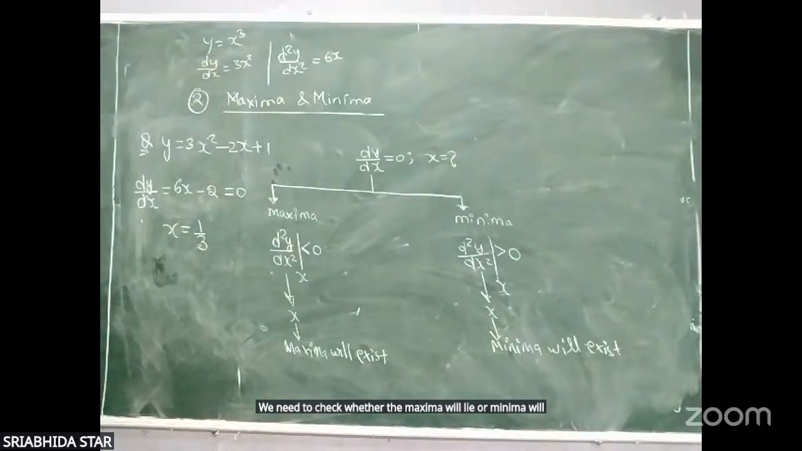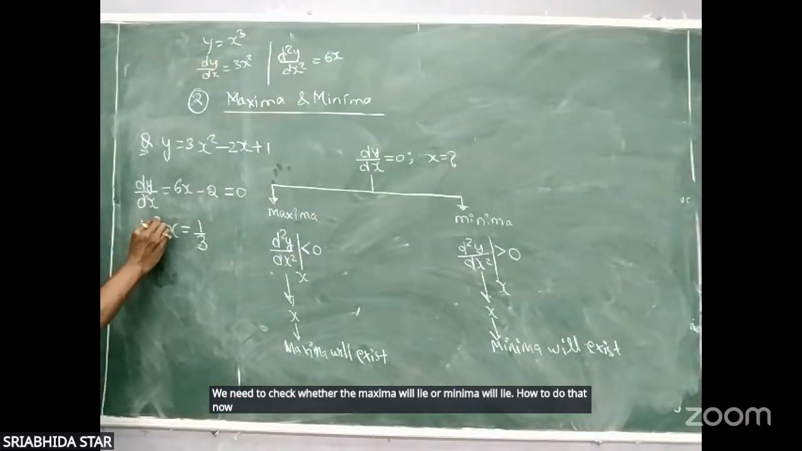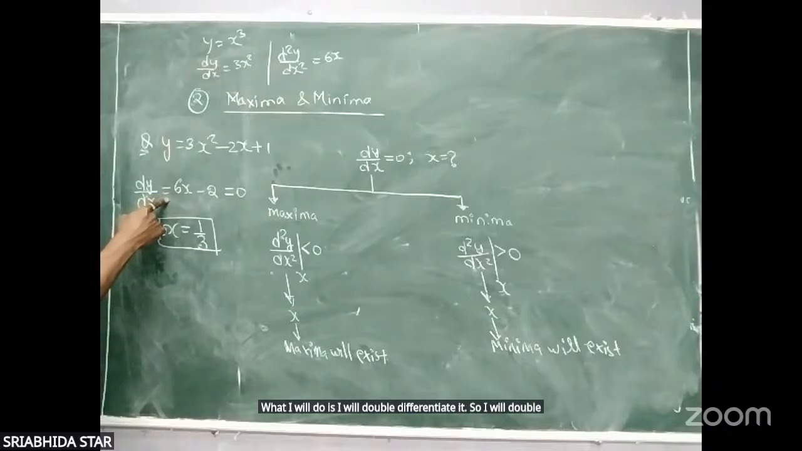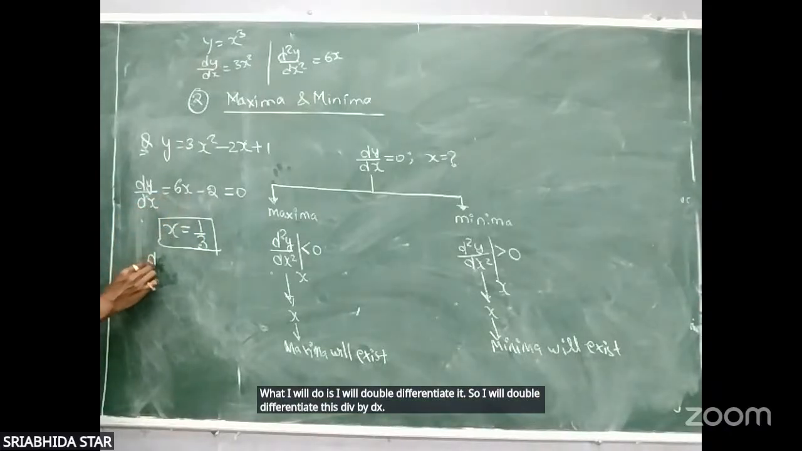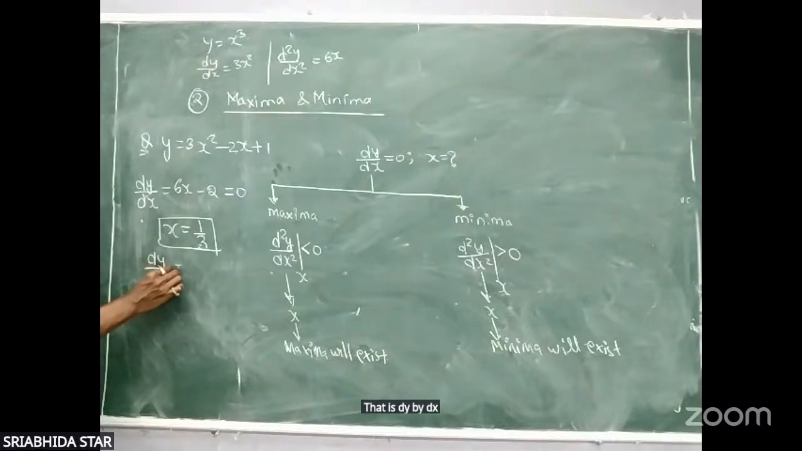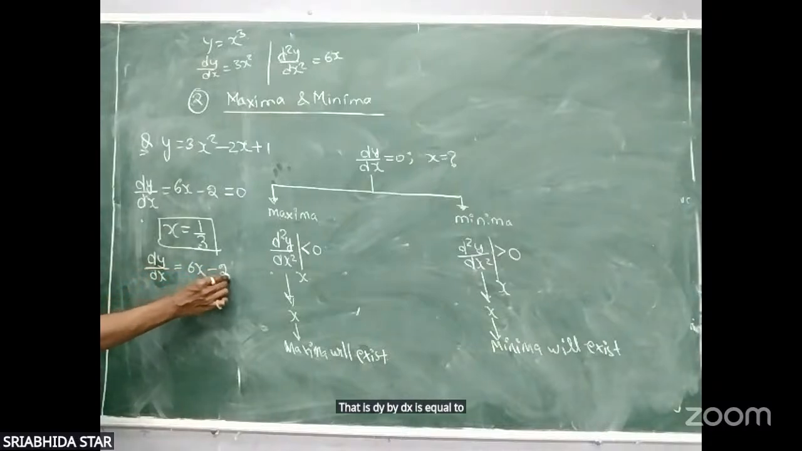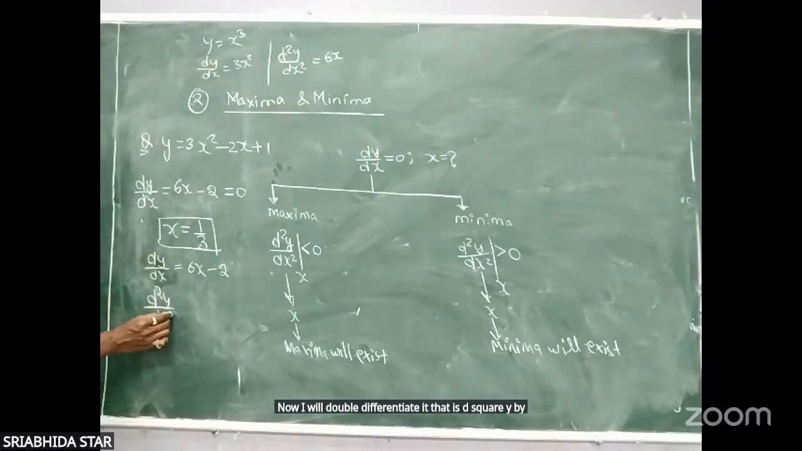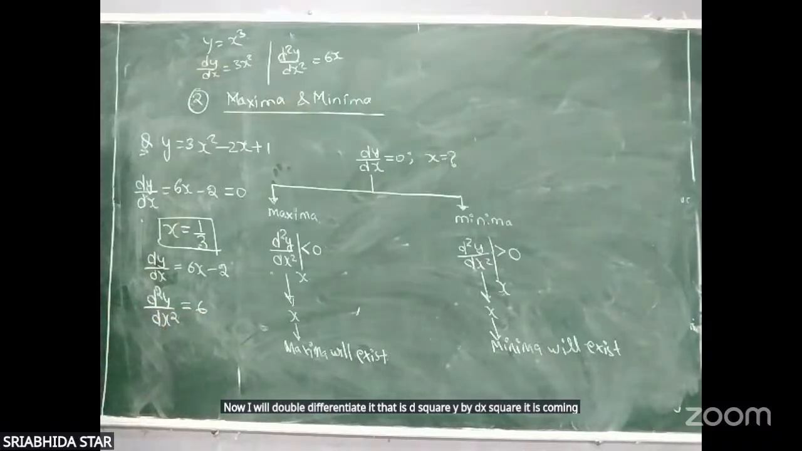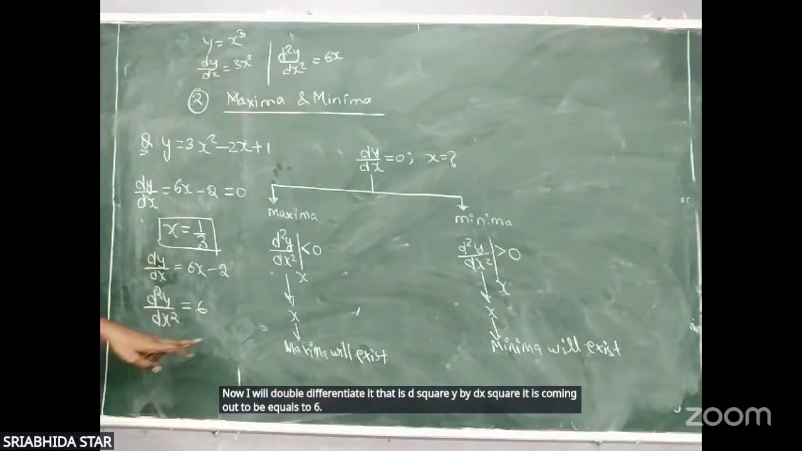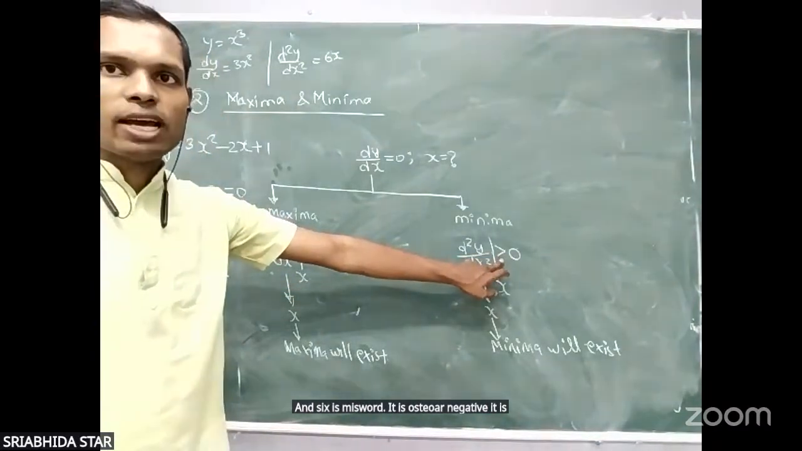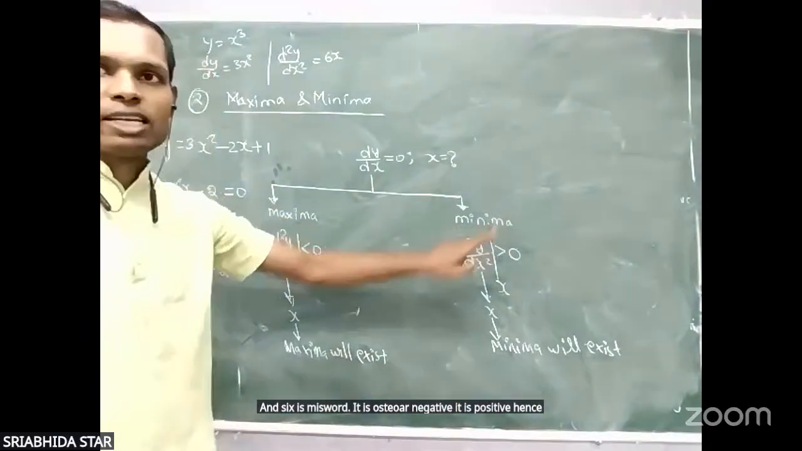How to do that now? What I will do is double differentiate it. So I will double differentiate this dy by dx, that is dy by dx equals 6x minus 2. Now I will double differentiate it, that is d square y by dx square. It is coming out to be equal to 6. And 6 means what? Is it positive or negative? It is positive. Hence, the minima will lie.